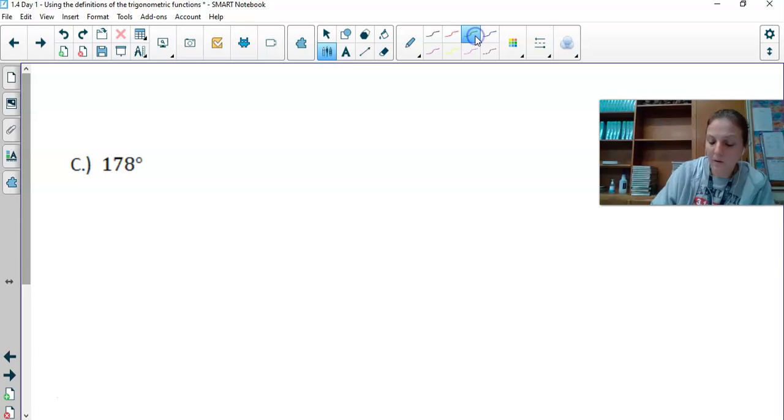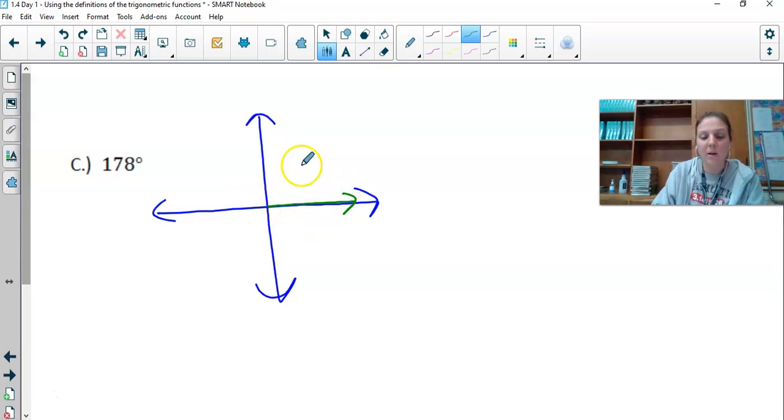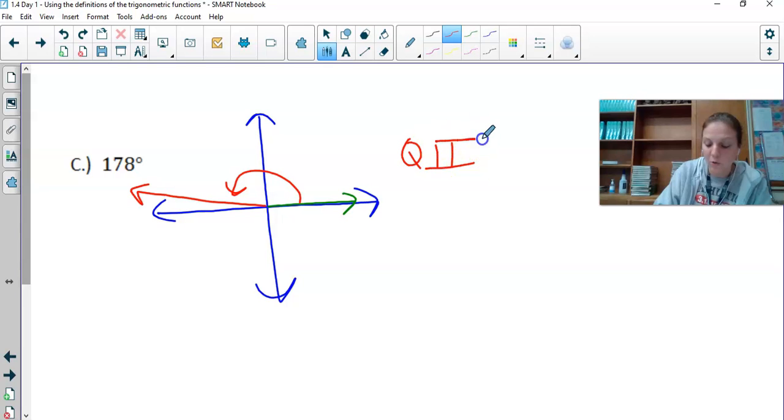Here's our last one of the drawing picture, so go ahead and draw out your X and Y axis, and draw 178 degrees. Always start here at the initial side, rotating counterclockwise. 180 would be a line, so we're just a little bit shy of that. Just kind of an estimate. The idea here is that you're figuring out the quadrant, and this one is in quadrant 2.